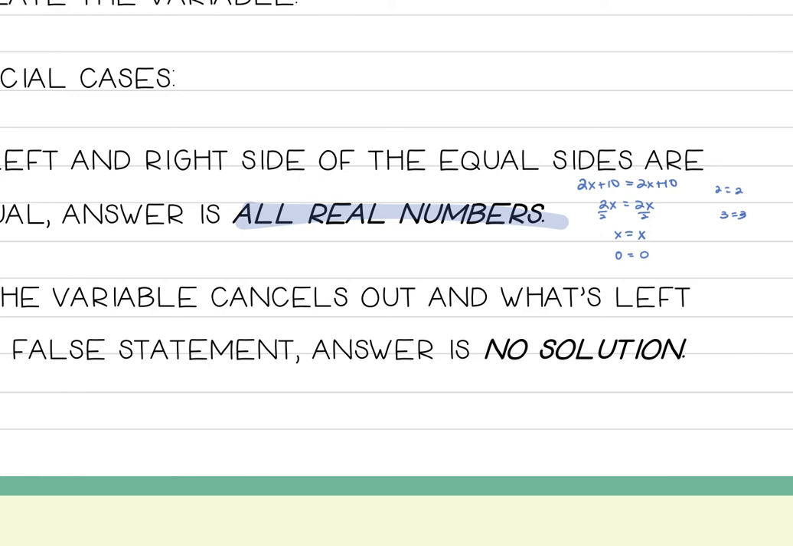The second is if the variables cancel out and what's left is a false statement. So for this one, you would wait until after the variables have canceled out, and what's left is something like 2 equals 3, that's obviously not true, or 0 equals 4, that's not true. That would be a no solution question. There is no value for that variable that you could plug in that would make this equation balanced.